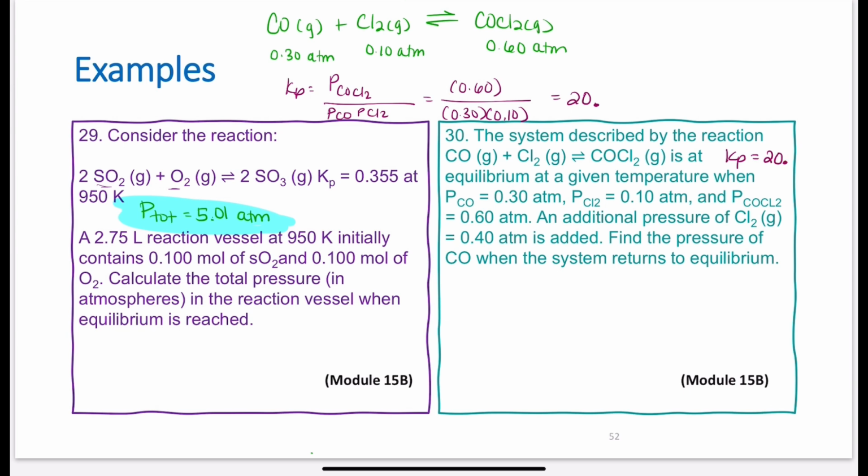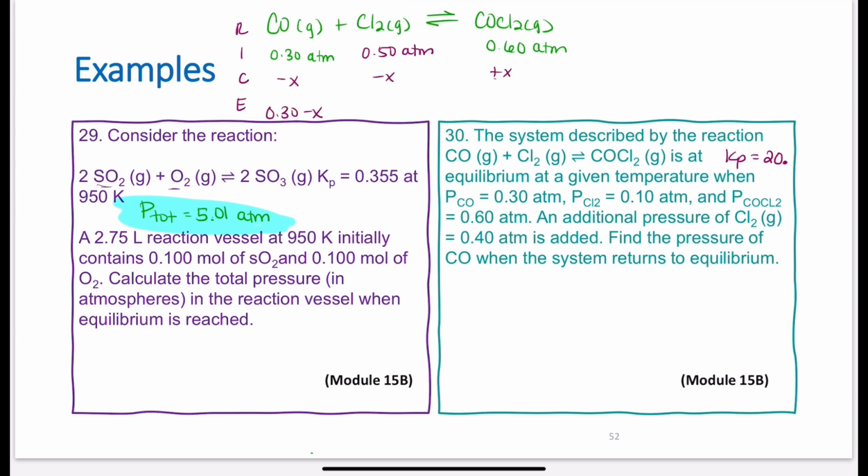Now I'm going to adjust it. I'm going to add some Cl2 to it, which means that I will still have 0.3 atmospheres of CO, but now I will have 0.5 atmospheres of Cl2, and then we still have the 0.6 atmospheres of COCl2. But now I'm under new initial conditions. I need to reach the equilibrium again. Minus x, minus x, plus x: 0.30 minus x, 0.50 minus x, 0.60 plus x.